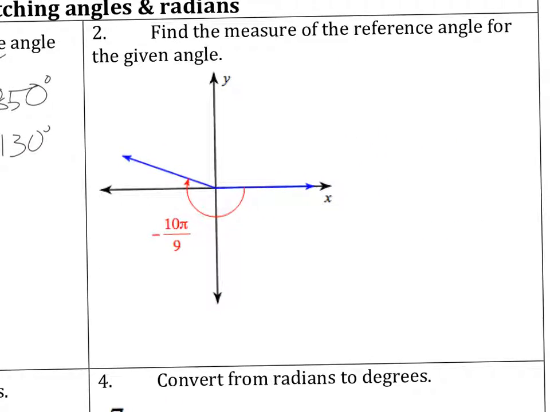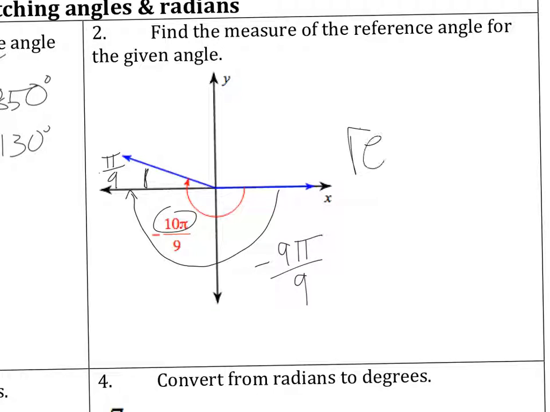Moving on to question 2, we're looking for a reference angle for the given angle. We know that reference angle means the angle formed with the x-axis. So we're going to think about this in terms of pi's over 9. To go all the way to here would be negative 9 pi over 9, because that's the same as negative pi. And that means that there's only enough space for 1 pi over 9 in here, because if I've got 9 pi over 9 and 1 more pi over 9, that gets me to 10. Reference angles are always positive, so I can treat this as a pi over 9.